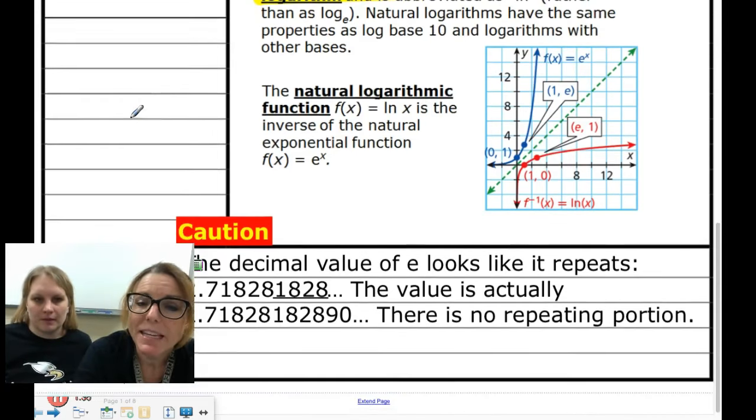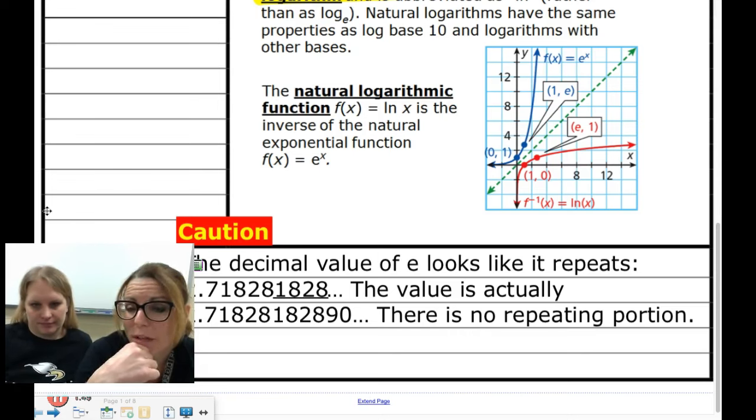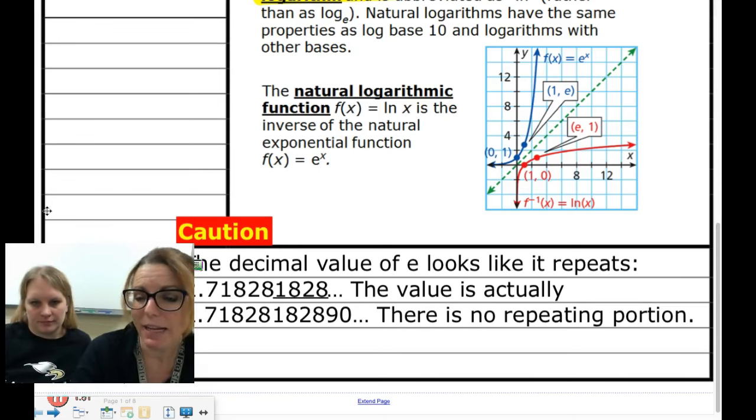And e is actually a number. As you can see below, it's on your notes. It's a number. And it's actually not repeating if you look at the whole number. It may appear to be, but it is not.